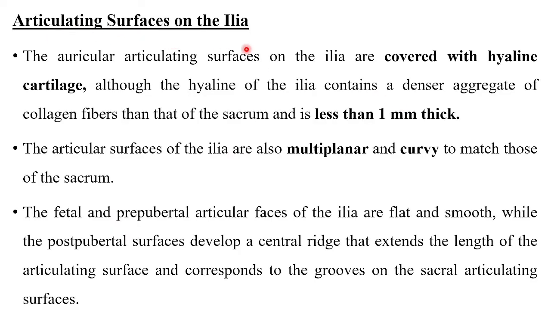So, articular surface of the ilium. The auricular articular surface on the ilium is covered with hyaline cartilage, although the hyaline cartilage of the ilium contains a denser aggregate of collagen fibers than that of the sacrum, and is less than 1 millimeter in thickness. So the articular cartilage thickness will be less in the ilium compared with your sacral bone, because this articular surface will be almost 3 mm thick in the sacrum bone, and in the ilium it will be less than 1 mm in thickness.